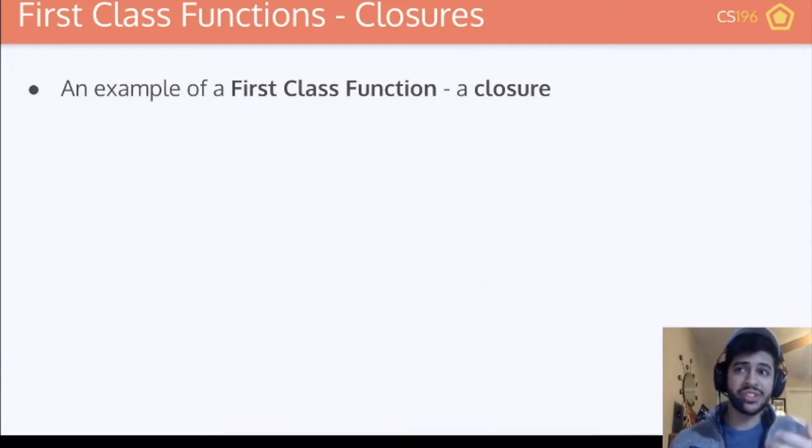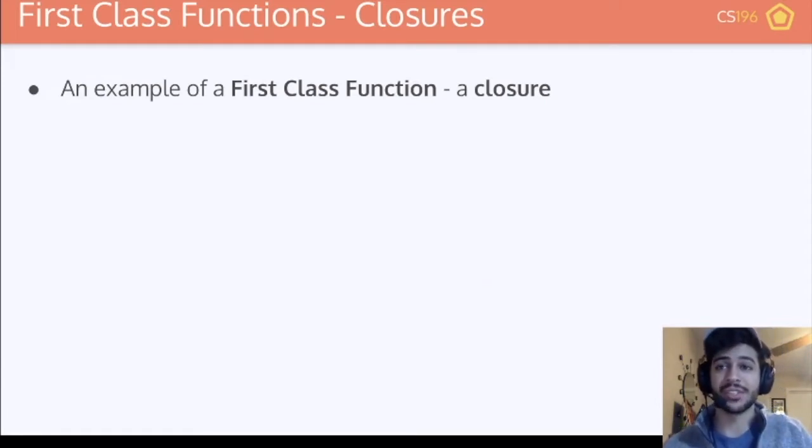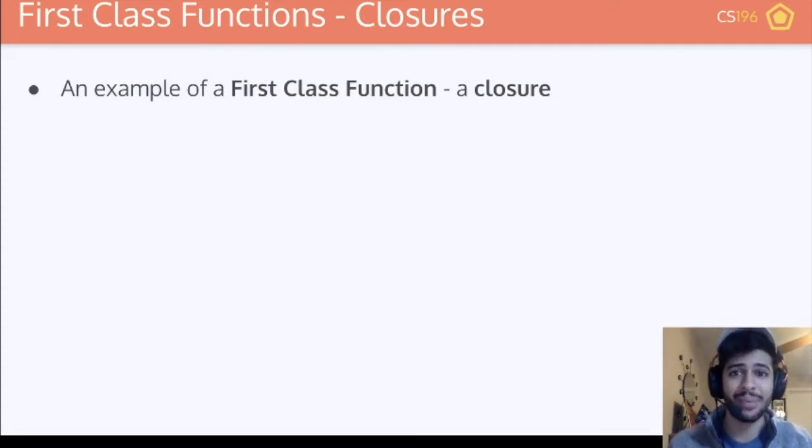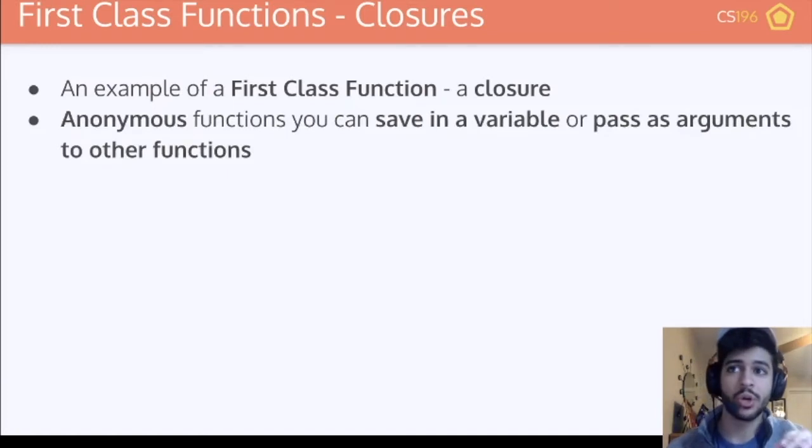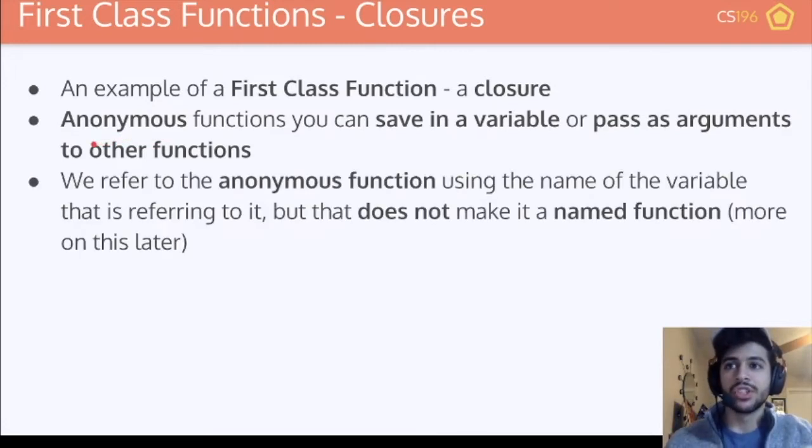So let's go over first an example of a first-class function. And here's another word coming up, a closure. A closure is an example of a first-class function, meaning it is something that we can pass around like any other variable. Closures are essentially anonymous functions. That means that you can save them in a variable or pass them as arguments to other functions, but they're anonymous because they don't have a name. We refer to these anonymous functions by using the name of the variable that is referring to it, but that does not make it a named function.